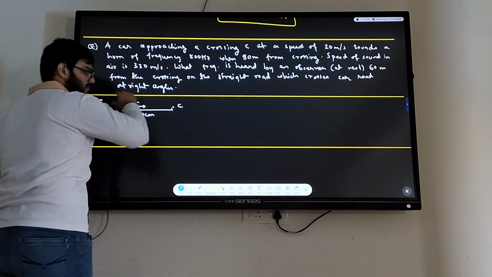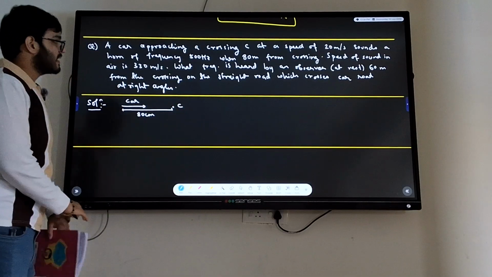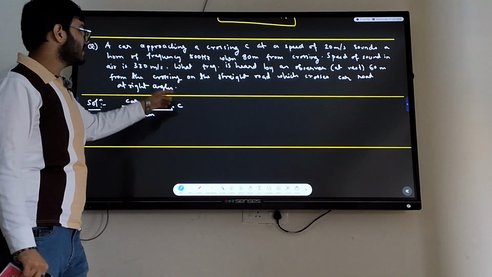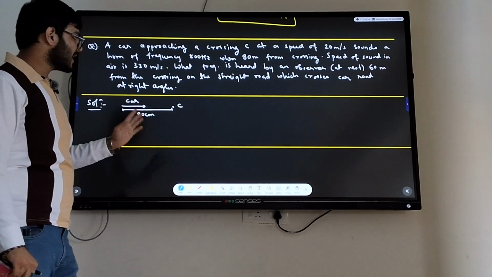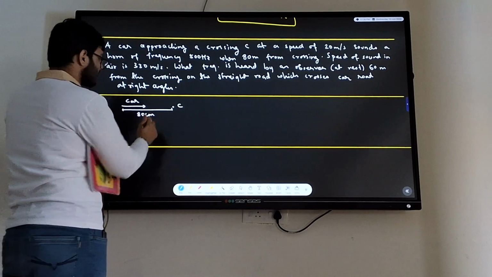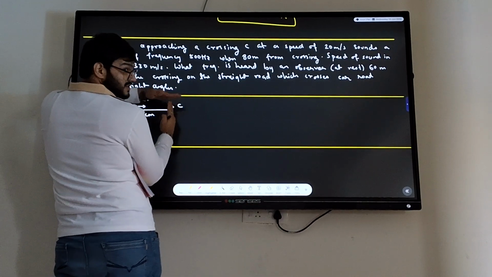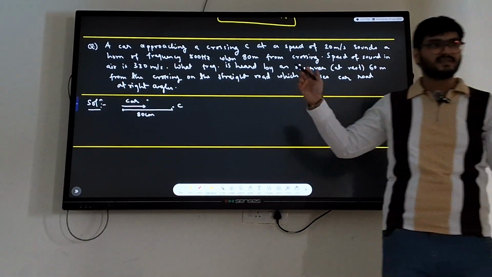This is my car road. यहाँ पे crossing है. And now what is the frequency heard by an observer 60 meters from the crossing on a straight road which crosses the car road at right angles? So I have a straight road and it crosses the car road. ये car road है, ये straight road है. It intersects at an angle. है तो ना ऐसा pedestrian वाला रहता ना एक.